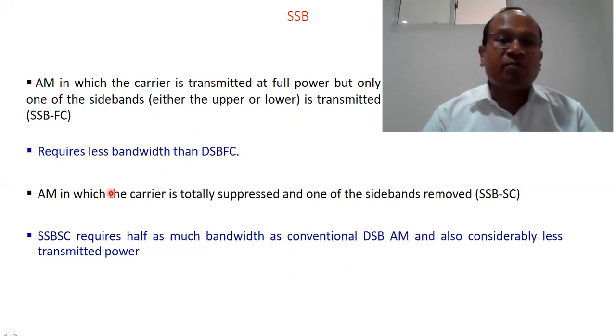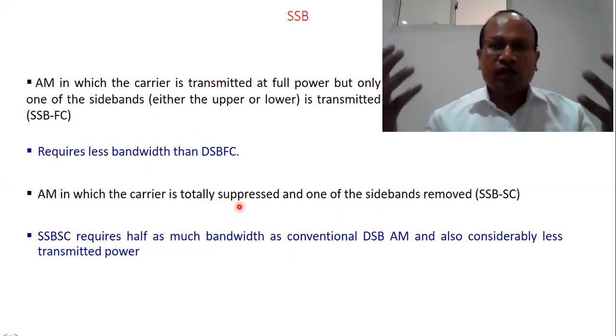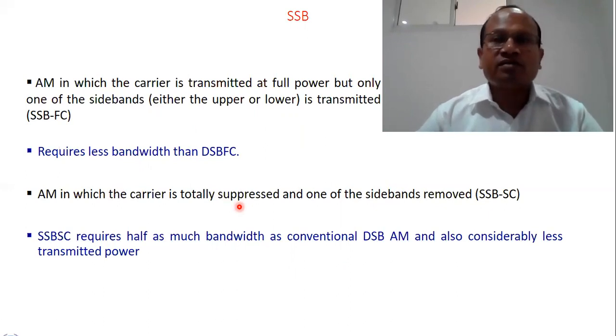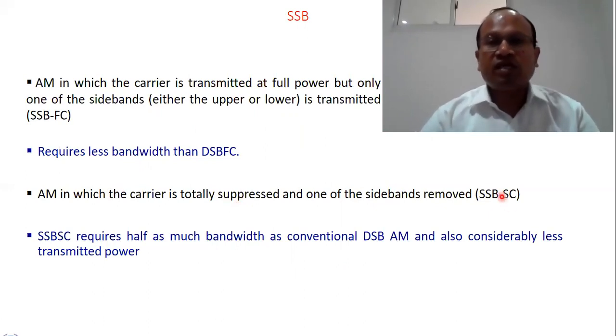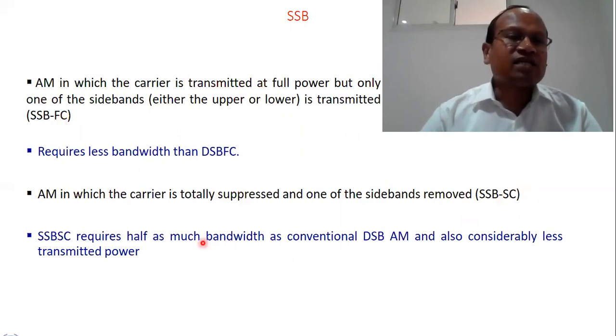This is the AM in which carrier is totally suppressed. For example, when it is AM where carrier is also suppressed and one of the sidebands is removed, in that case, this will become SSB-SC. So we have two, SSB-FC and SSB-SC.